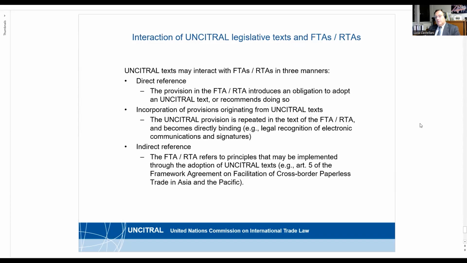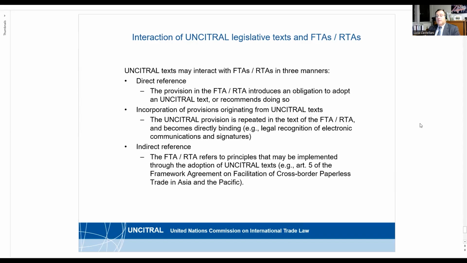These free trade agreements or regional trade agreements can interact with ancillary text in three ways. First of all, there can be a direct reference. That is to say, there can be, like there is in CPTPP and RCEP, an obligation for the state party to the trade agreement to adopt or maintain legislation based on ancillary texts, like the model law on electronic commerce or the Convention on the Use of Electronic Communications.